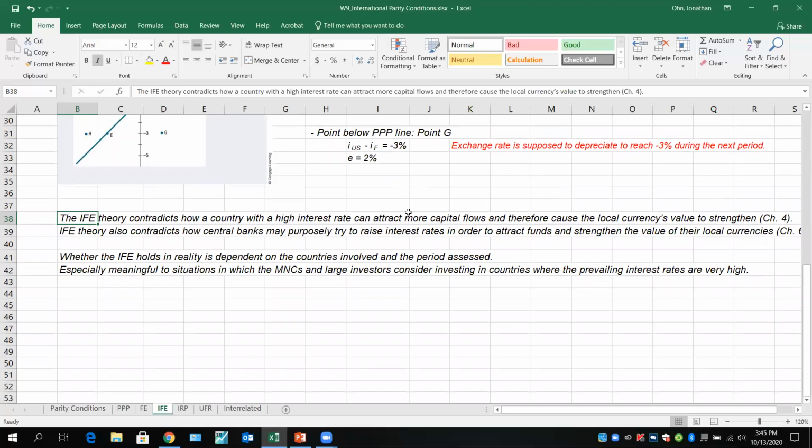Okay. Now, my answer to this contradiction is this: whether the IFE holds in reality depends on the currencies involved and the period assessed.